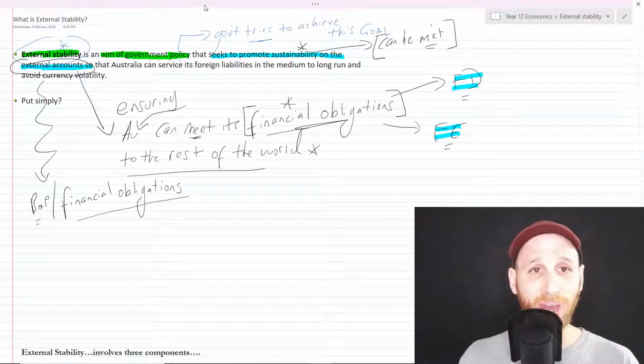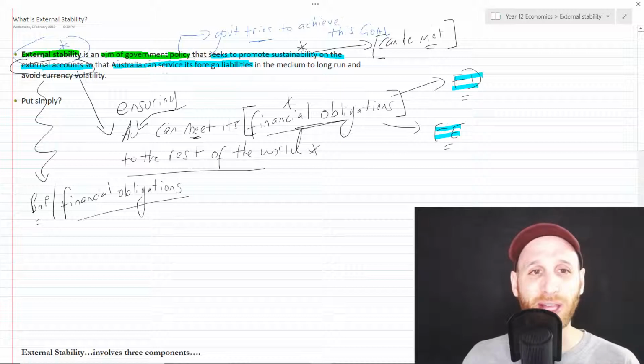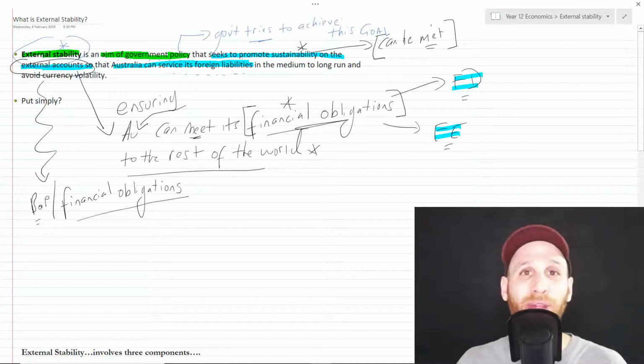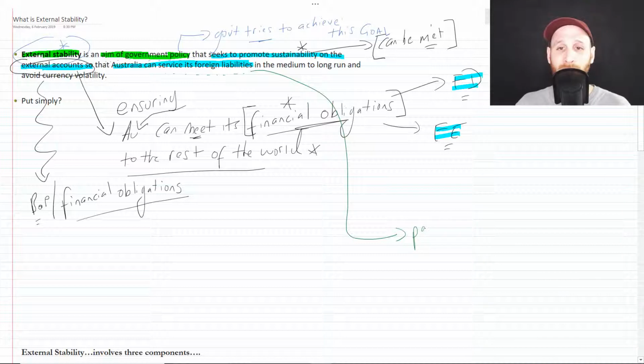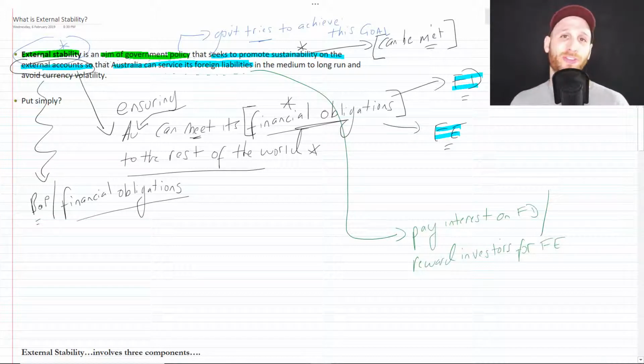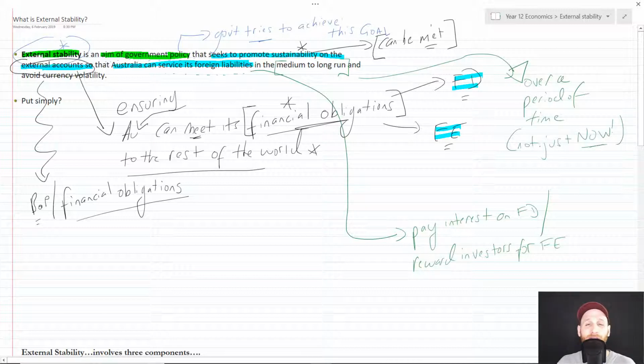Then if we look at the next part of this definition, so that Australia can service its foreign liabilities. When we're saying service its foreign liabilities, essentially we're saying that Australia can repay its foreign liabilities and also meet the obligations. So service foreign liabilities, let's say that it can pay interest on its foreign debt and it can reward investors for foreign equity in the medium to long run. So over a period of time, not just now, and that this latter point is pretty important, and avoid currency volatility, right?